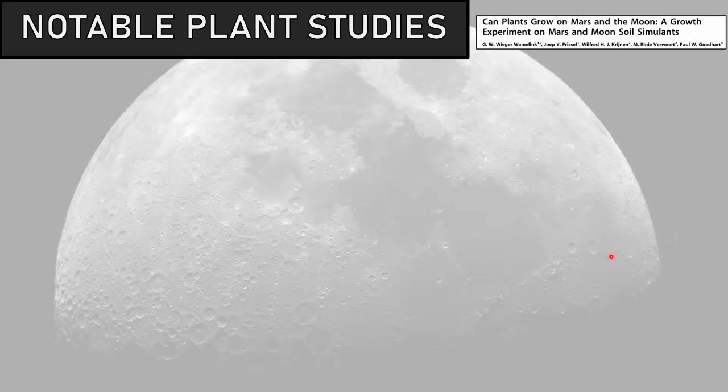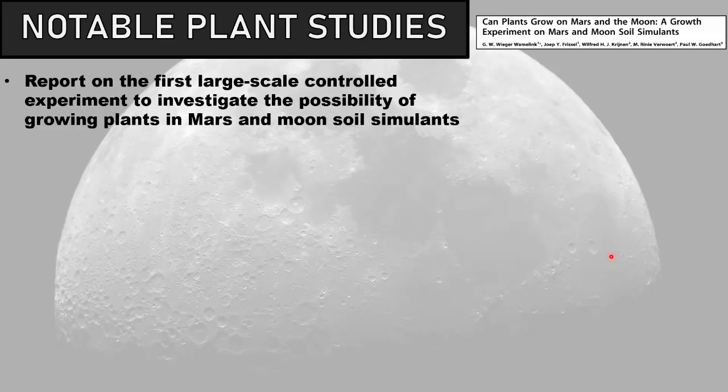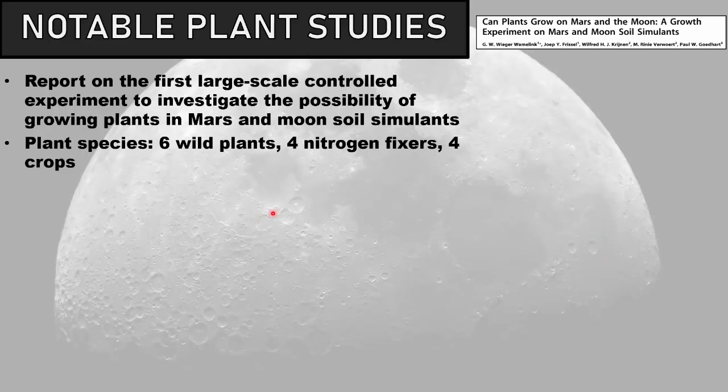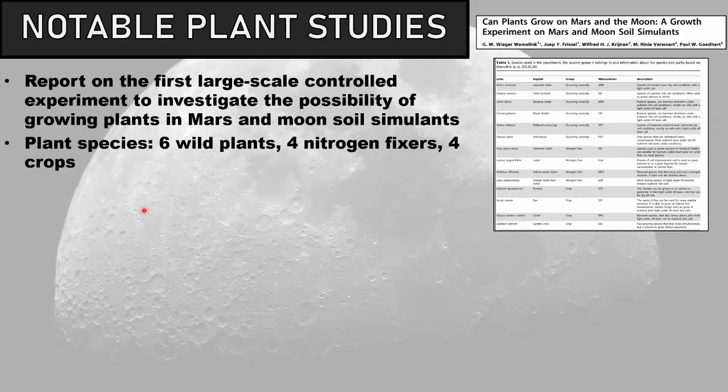A more conventional study here, back in 2014. This is actually the first large-scale controlled experiment to investigate growing plants in Mars and Moon soil simulants, or regolith. They had 6 different wild species of plant, 4 nitrogen fixer species, and 4 crops. So there's Table 1 here. They had leopard's bane, field mustard, stinging nettle, marsh thistle, reflexed stonecrop, and red fescue as the wild plants, common vetch, lupin, yellow sweet clover, and greater bird's-foot trefoil as the nitrogen fixers. And then the crops were tomato, rye, carrot, and garden cress.